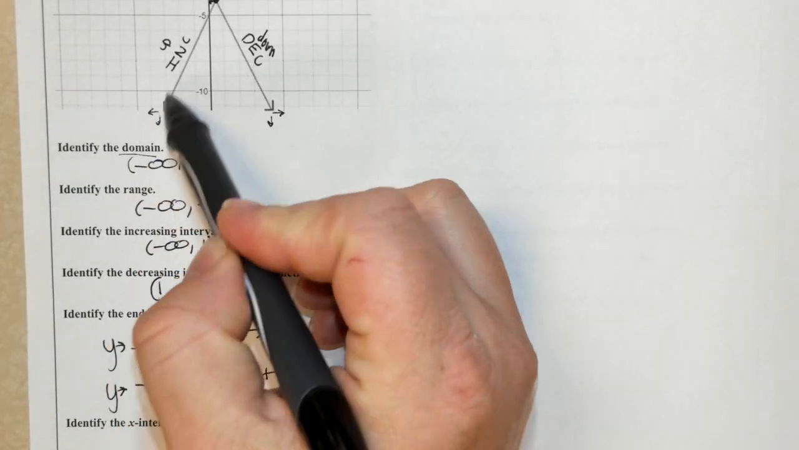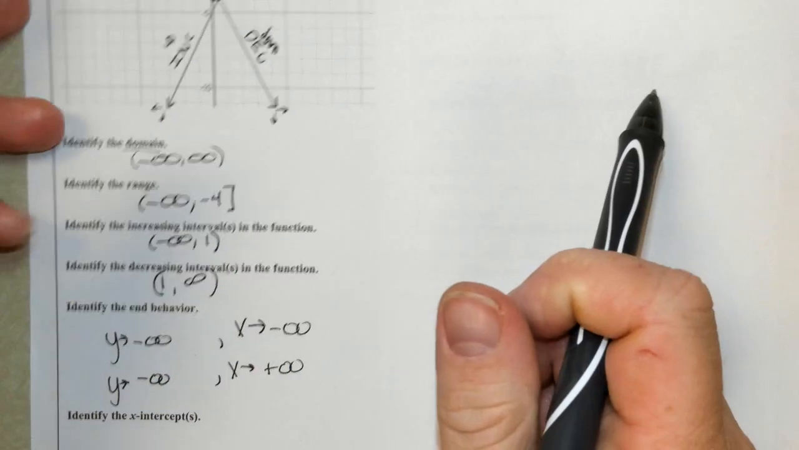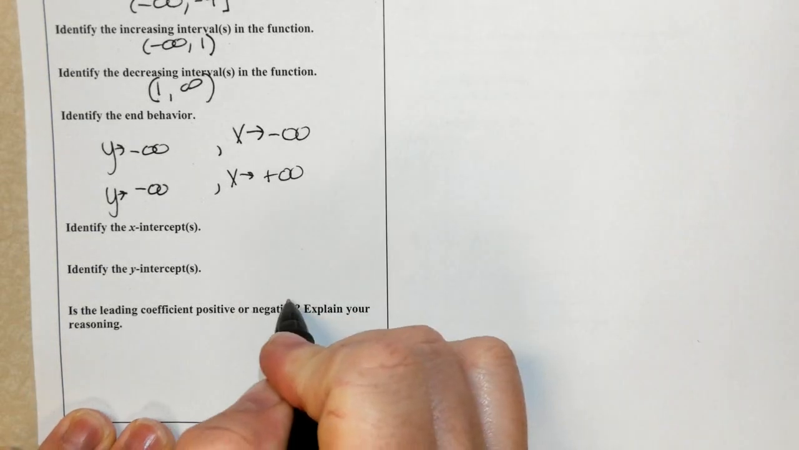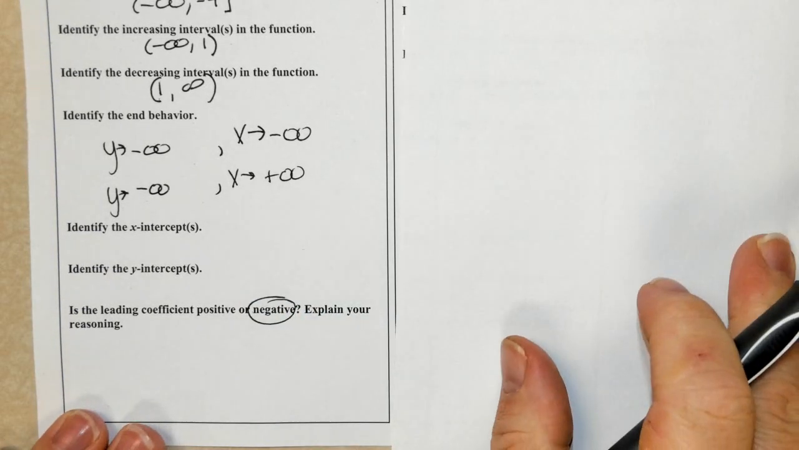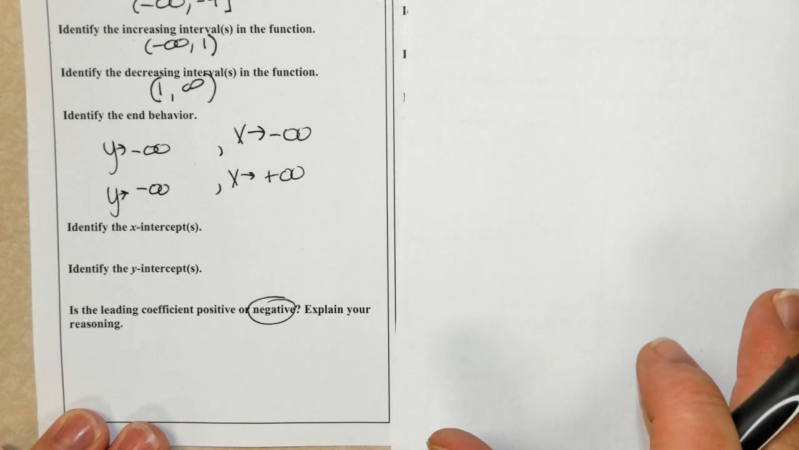Well, let's start with the leading coefficient. Because this absolute value function opens downward, it tells me that the leading coefficient has to be negative. And again, how do I know that? You would put this in words. Your reasoning is because you can see the absolute value is opening downwards.